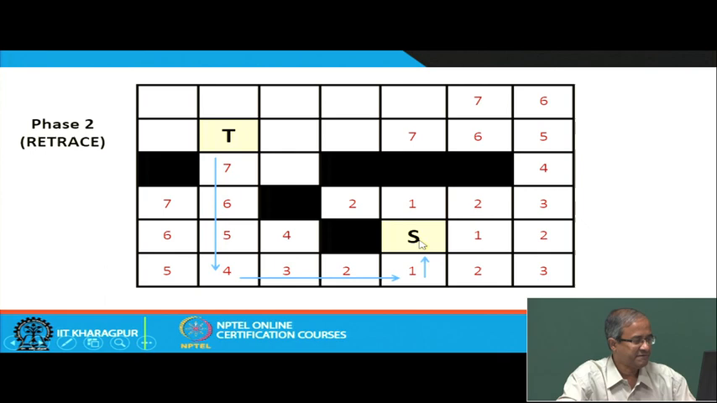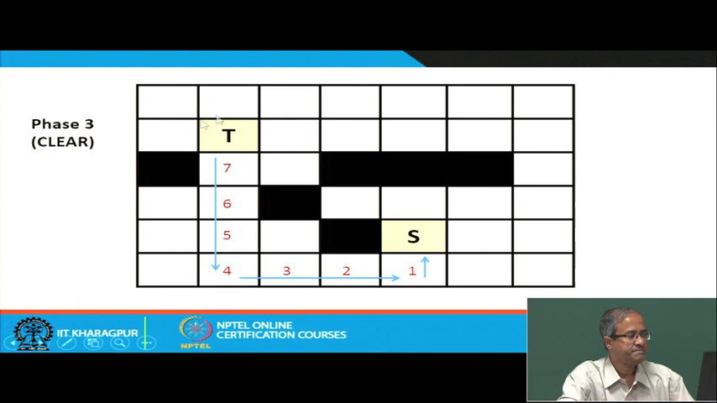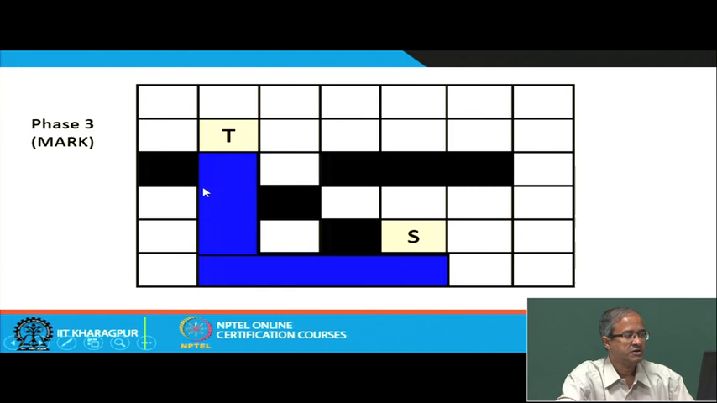Now after this phase is completed, what do you do during the third phase? Third phase, you clear all the labels. And as I have said, whatever path you have found, this will be marked as obstacles now. Now in the next step, maybe you will have another pair, let us say this cell will be your source, this cell will be your target, then again you will start the wavefront propagation from the source where these cells will be marked as target.